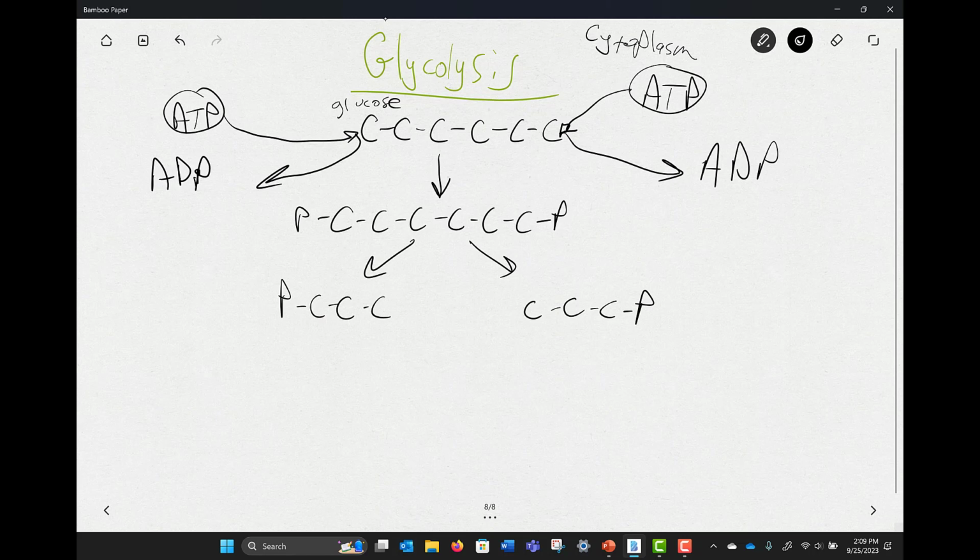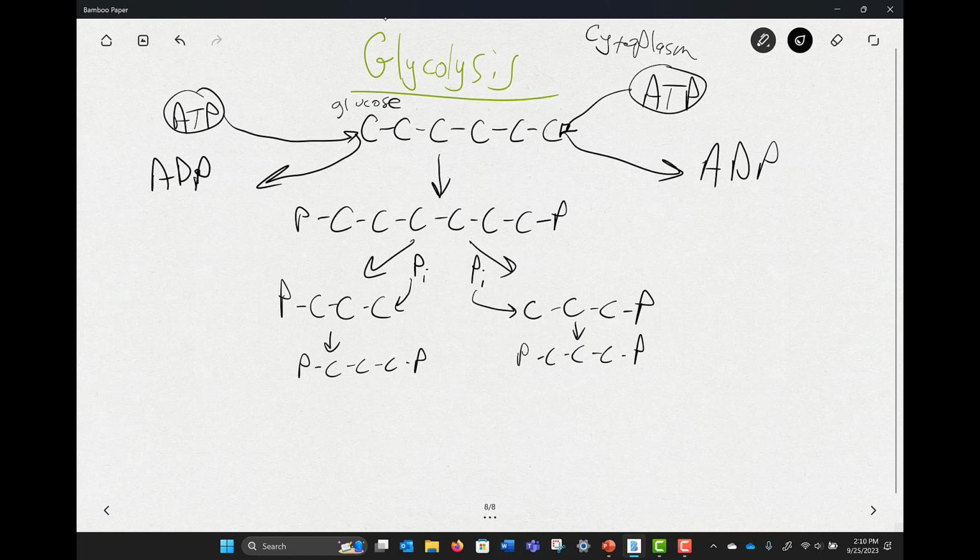So what do we do? Well, we're going to take some inorganic phosphate. Remember, inorganic phosphate is phosphate that's floating free in the cytoplasm. It's not stuck to anything. And we're going to attach that inorganic phosphate to the other end of that 3-carbon compound so that we now have 2 3-carbon compounds with a phosphate group on each end of it. Now those carbons are not going to form back together into a 6-carbon compound.